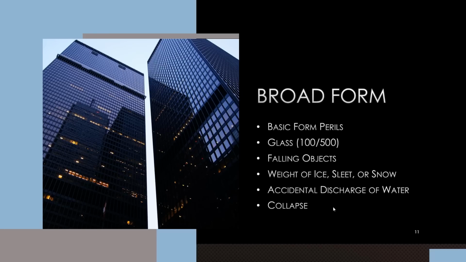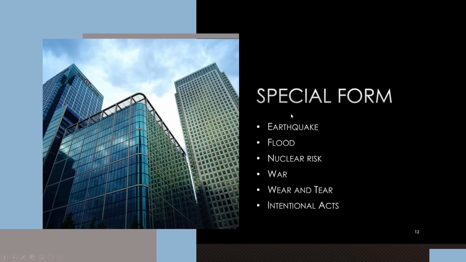All right. And so basic and broad name perils forms. And in special form, remember, we cover anything and everything you could possibly think of except for the list of exclusions. Earthquake, right? Flood, nuclear risk, right? War or active war are not covered. Wear and tear is never covered by insurance, right? And intentional acts are not covered also. So, I mean, it's pretty straightforward. We cover everything else. And so special form has the broadest coverage or the most comprehensive coverage.